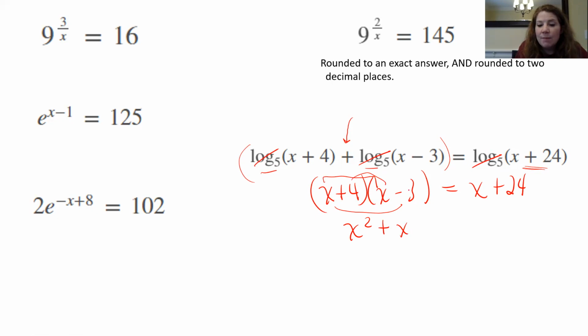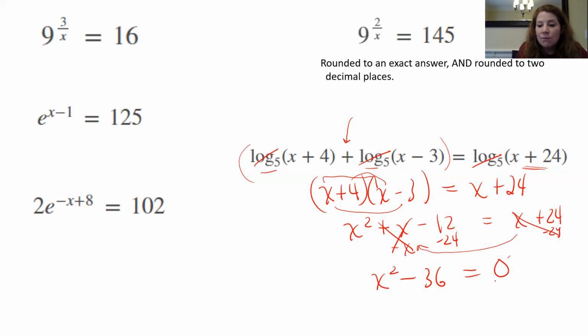And then 4 times negative 3 is negative 12. All right, and then it's a quadratic, which means I want it equal to 0. So I'm going to subtract x, and I'm going to subtract 24. And this is now set equal to 0. So basically what I have is x squared, my x's go away, and I get negative 36 is equal to 0.